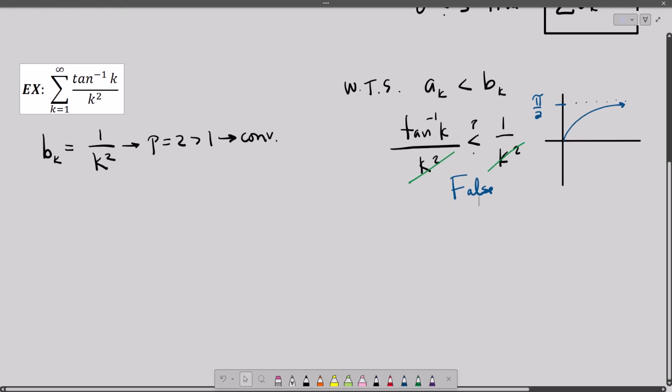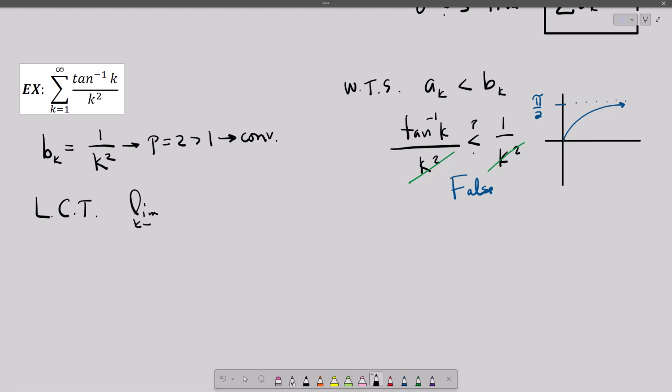Let's see what happens when we go to the limit comparison test. We're going to take the limit of a sub k divided by b sub k. So that's going to be the limit of arctan of k divided by k squared, times k squared over 1. And what is that limit? The k squareds cancel once again. The limit of arctan, we've done it a million times, goes to pi over 2. So we finally have a limit comparison test where we don't get a limit value of 1.